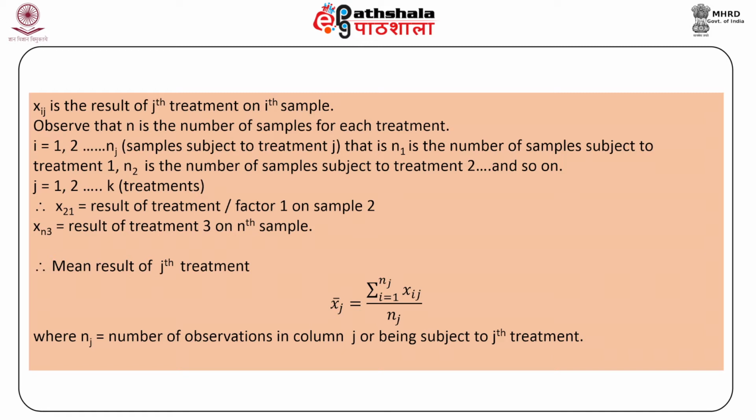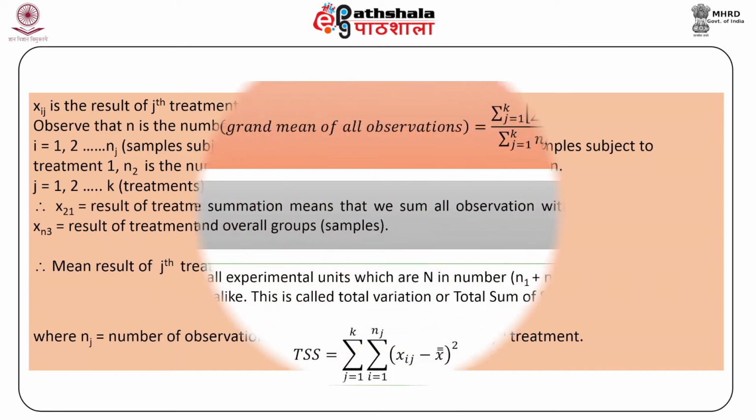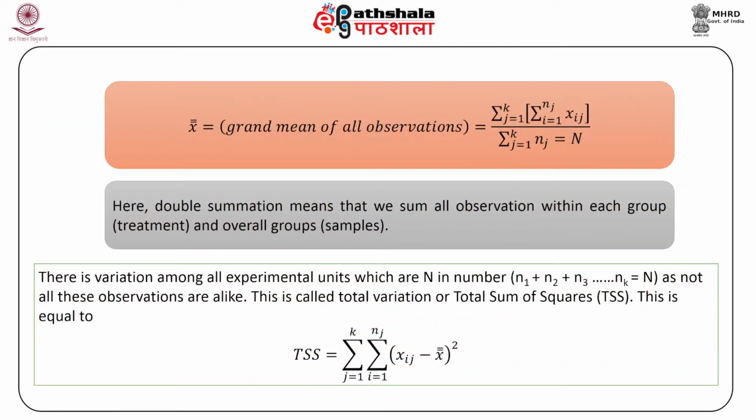Therefore, the mean result of jth treatment is xj bar equal to the summation of xij, where i varies from 1 to nj, all divided by nj, where nj is the number of observations in column j subject to the jth treatment. Then we can also denote x double bar as the grand mean of all observations. So we are adding all observations over all the values of i and j, and this can be written as the summation, and in the bracket the summation of xij. First it is the summation over i from 1 to nj, and the outer summation is over j from 1 to k.